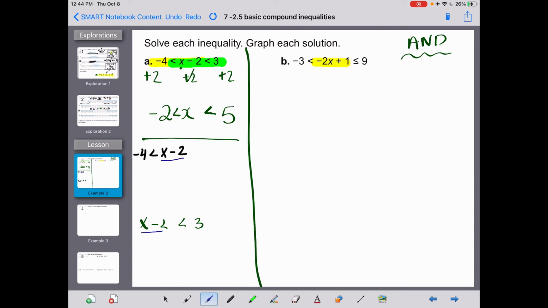So on the left, you have to get x alone by adding 2 to both sides. So we'll get negative 2 is less than x. On the right side, when we get x alone, we get x is less than 5. Same answer here, but now we have to take one more step and rewrite the inequality. X is between 5 and negative 2.